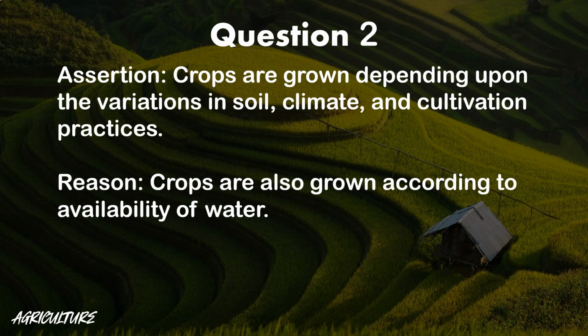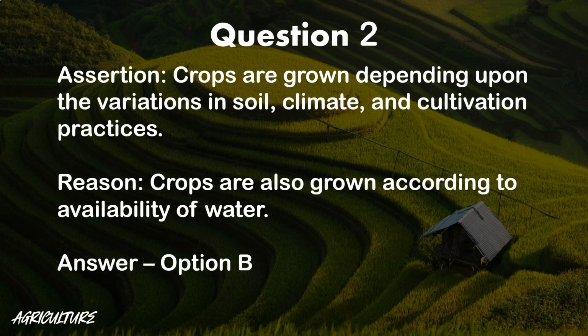Question number 2. Assertion: crops are grown depending upon the variations in soil, climate, and cultivation practices. Reason: crops are also grown according to availability of water. So take a few seconds to guess this answer, and remember what I told you earlier. Consider each of the assertion and reasoning as a separate statement, and then try answering the question. So pause the video and answer the question.